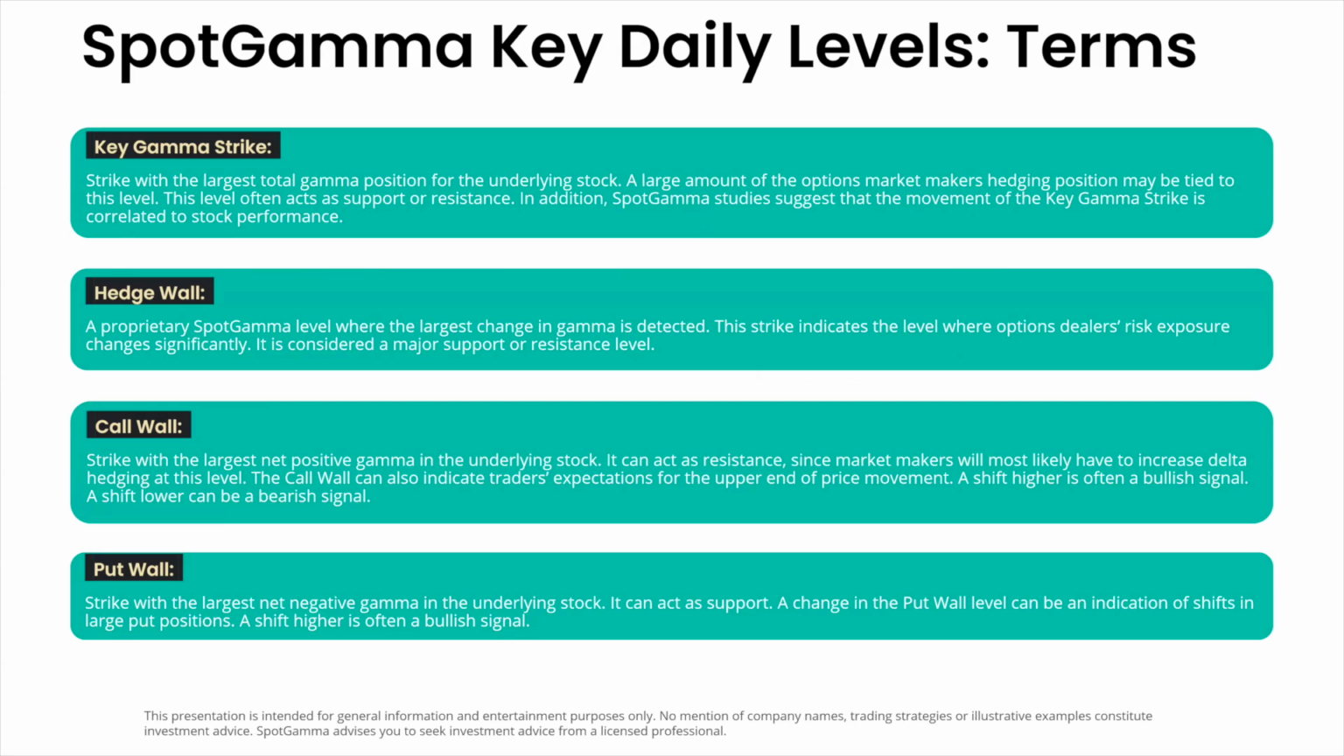The call wall is the strike with largest net positive gamma. It can act as resistance, since market makers will most likely have to increase delta hedging at this level. The put wall is a strike with largest net negative gamma. It can act as support.